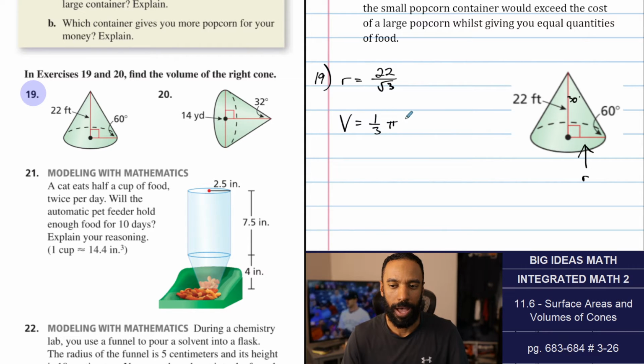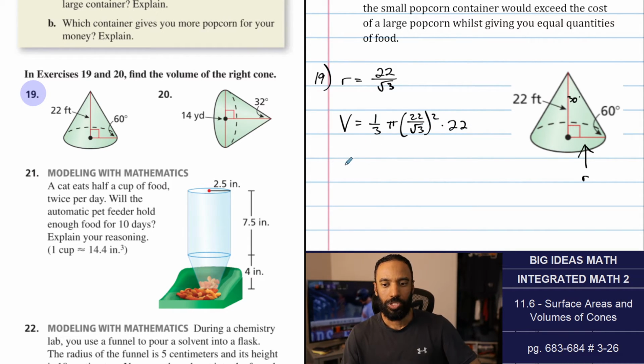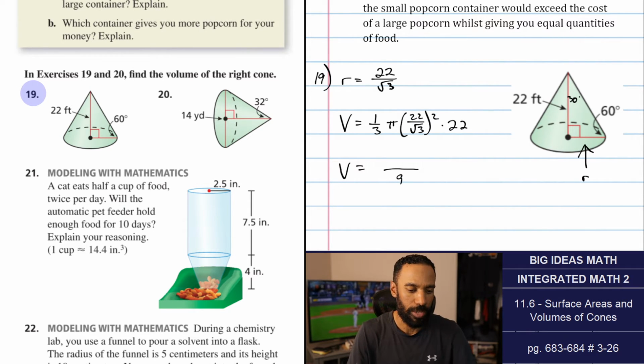So 1/3 pi R squared times height. Root 3 squared becomes 3. On the bottom, I get root 3 squared, which is 3, and 3 times 3 is 9. On the top, I have 22 squared times 22, the same as 22 cubed. 22 squared is 484. 22 cubed is 10648.